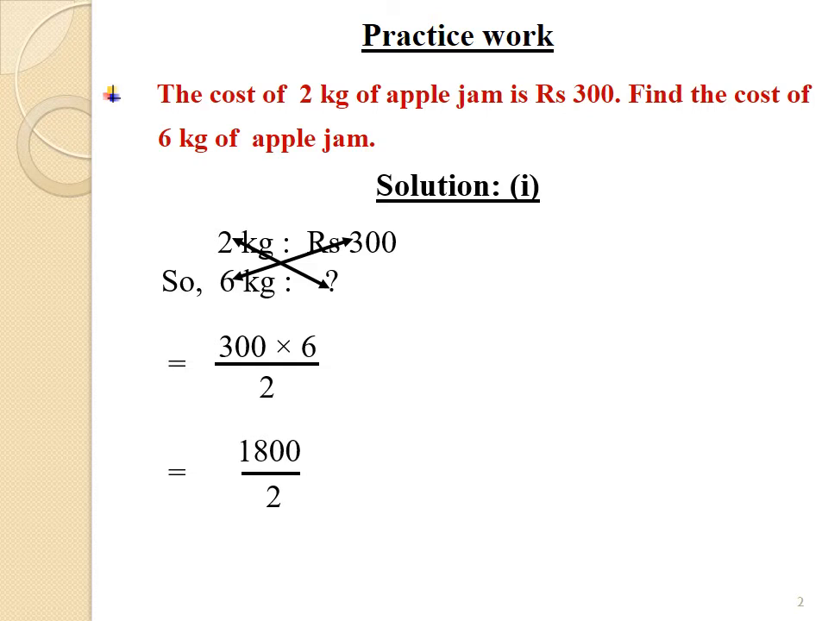Now, dividing 1800 by 2, we get rupees 900. Thus, the cost of 6 kilogram of apple jam is rupees 900.